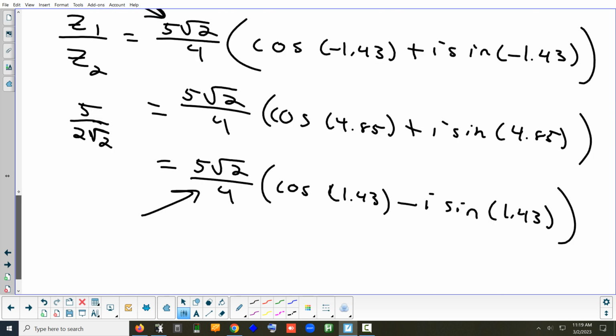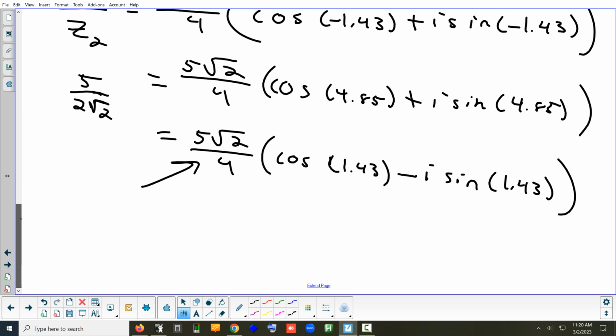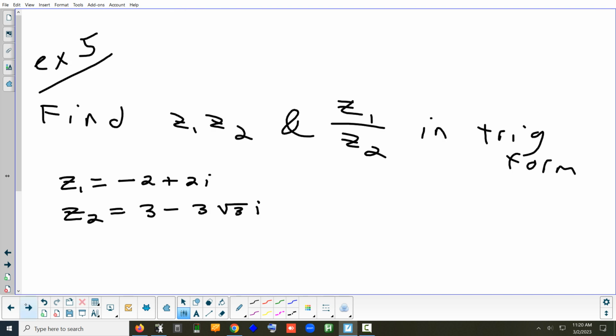Any questions on how we got those? And if you wanted it in standard form, you just take 5 square root 2 over 4 and multiply it by the cosine, and take 5 square root 2 over 4 and multiply it by the sine. Okay, does anybody want to see anything else? I think I had one more anyway. We'll do this one and then we'll move on to the last thing.